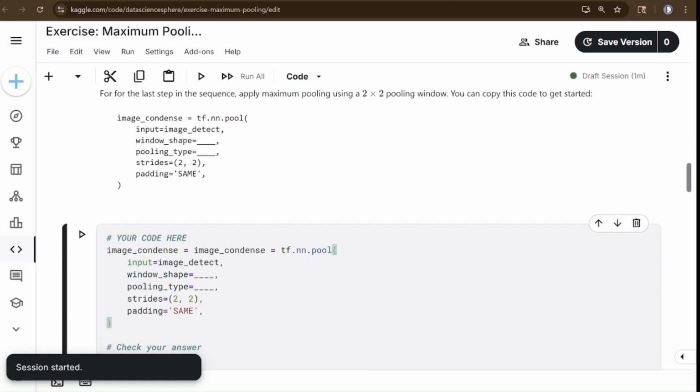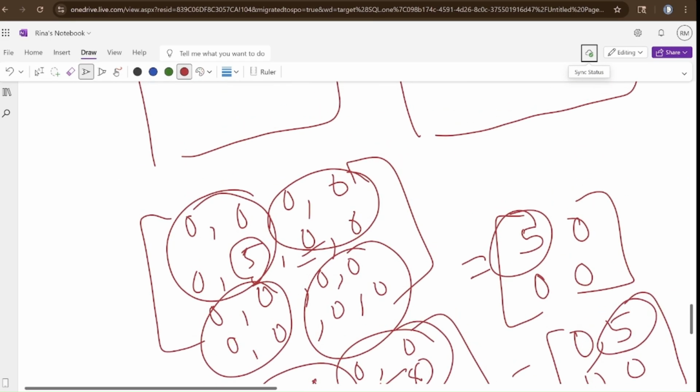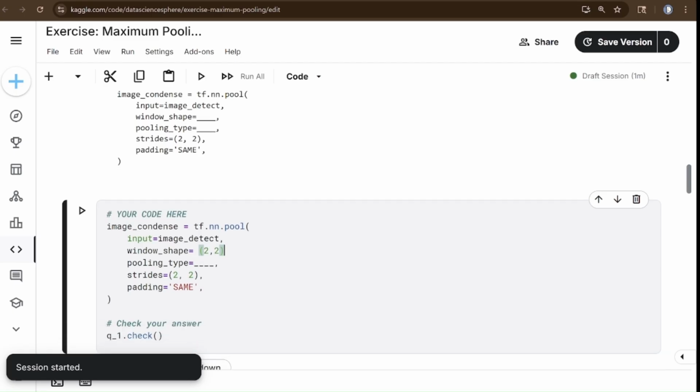Okay, now what you have to do, let me delete this part. You have to give window shape. So window shape will be 2, 2. See, I told you 2 rows, 2 columns. So the shape is 2, 2. You can take different shapes also. Here we are taking 2, 2.